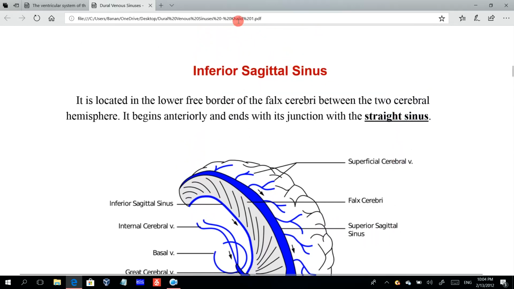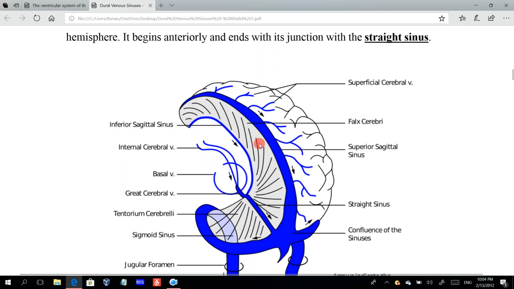Now, what about the inferior sagittal sinus? As we said, it's located in the lower free border of the falx cerebri between the two cerebral hemispheres. It begins anteriorly here, and ends with its junction with the straight sinus. This is the straight sinus. As we said, this is the tentorium cerebelli, and this is the falx cerebri, and between this and this we have the straight sinus, and the inferior sagittal sinus ends by joining the straight sinus, which is also a single sinus.